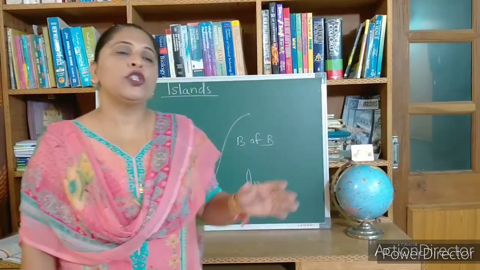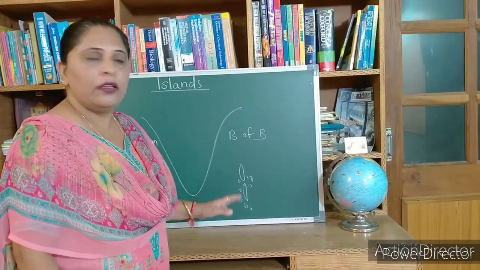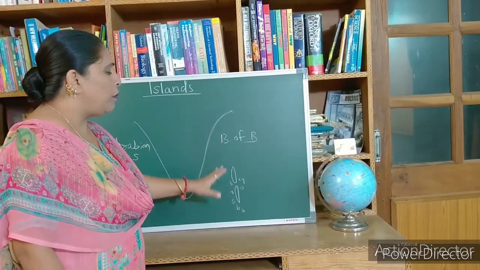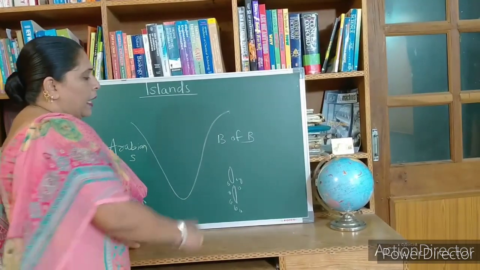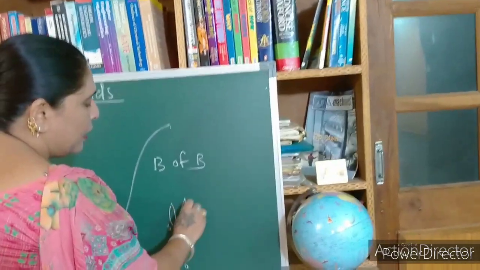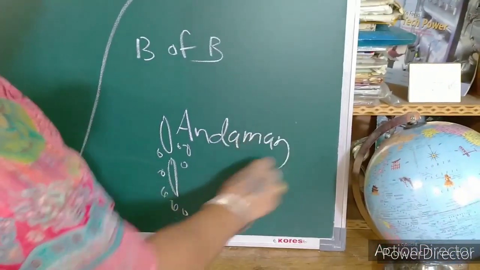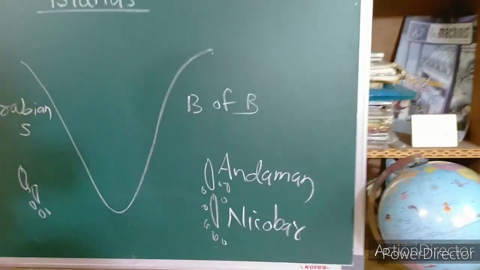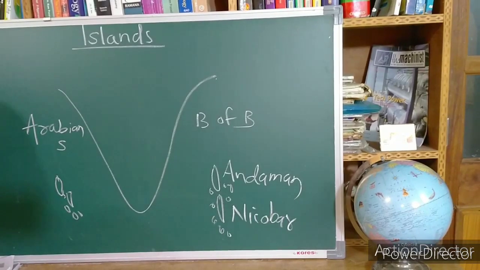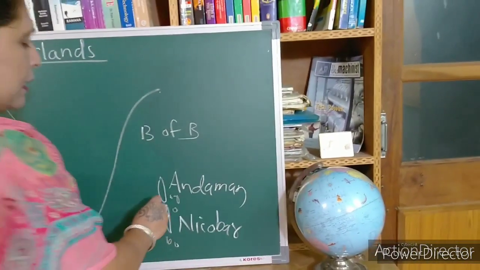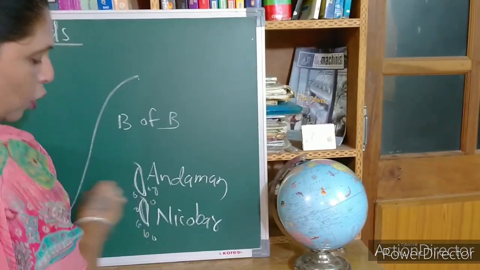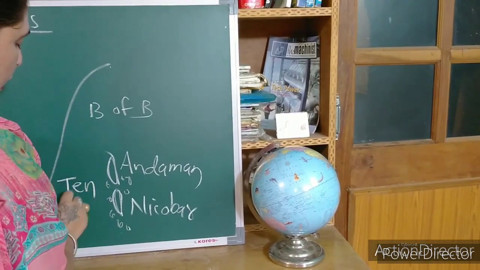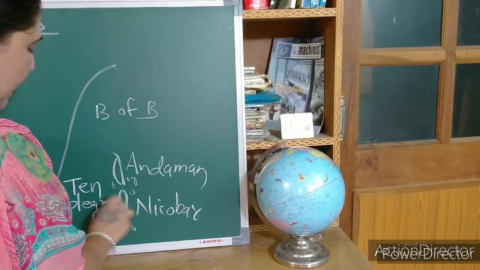So children, come let us know about the islands of India, because we have a cluster of islands in the Bay of Bengal and also in the Arabian Sea. Here first let us come to the Bay of Bengal. This is Andaman, and this is Nicobar. Andaman and Nicobar Islands totally have a group of 26 islands. This is the main Andaman Island, this is the main Nicobar Island, and this space is divided with the 10-degree channel.